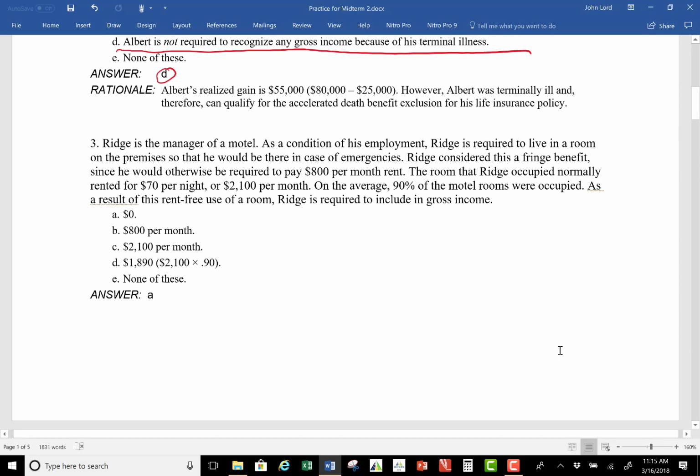Let's take a look at number 3. Ridge is the manager of a motel. As a condition of employment, Ridge is required to live in a room on the premises so that he can be there in case of emergencies. Sounds like a great job. Ridge considered this a fringe benefit since he would otherwise be required to pay $100 per month for rent. The room that Ridge occupied normally rented for $70 per night or $2,100 per month, and on average 90% of the motel rooms were occupied.